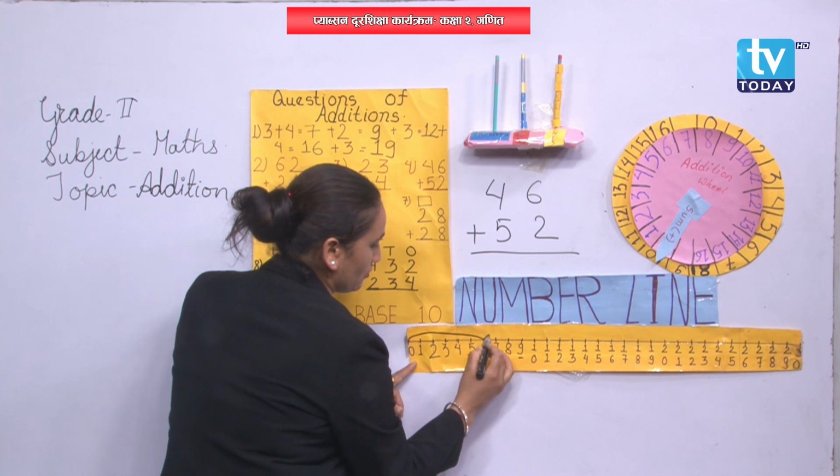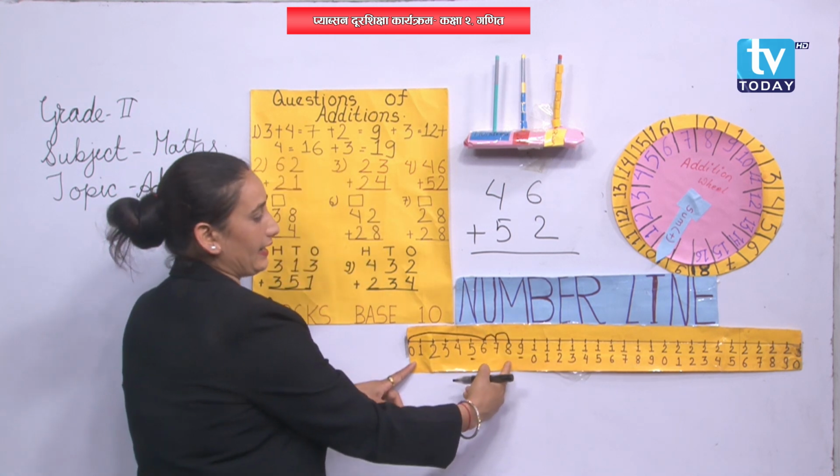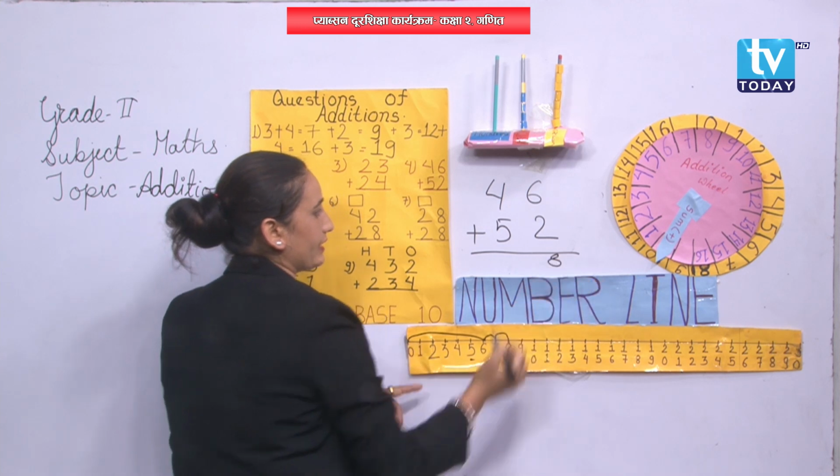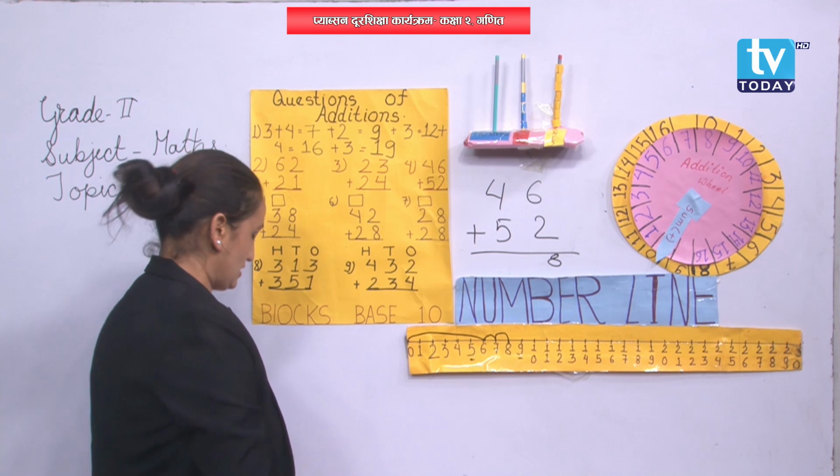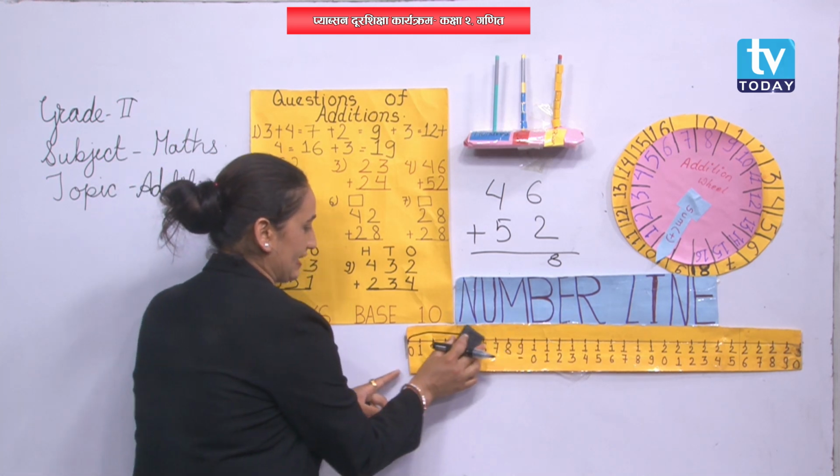Here is 6, 1, 2. What is the answer? It's 8. Please write down here 8. 4 plus 5. What will be the answer? So, go on writing. Erase it.